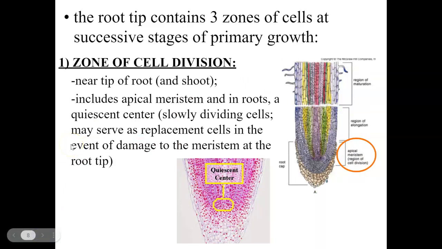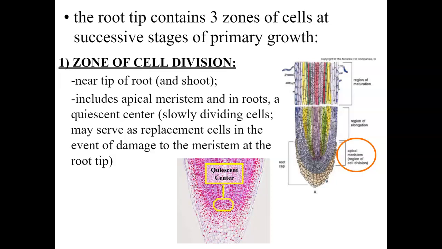The root tip is going to contain 3 zones of cells that will be at successive stages of primary growth. So there's going to be 3 stages of primary growth. As a group of cells completes one stage of primary growth, essentially it gets moved up to the next stage.